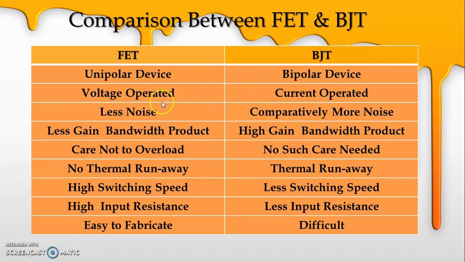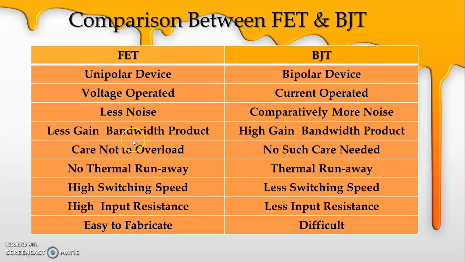FET is a voltage operated device, while BJT is a current operated device. We apply voltage across gate and source, and based on the level of voltage, the flow of conventional current is controlled. In case of BJT, because of the base current, the flow of current is controlled. Electronic noise is less generated in field effect transistor, while in BJT comparatively more noise is generated.